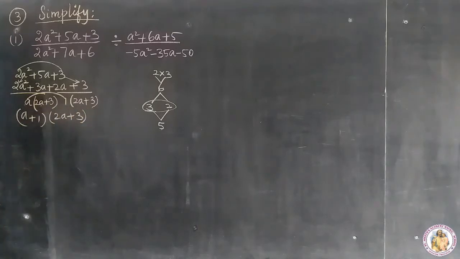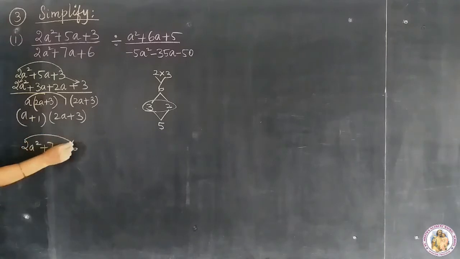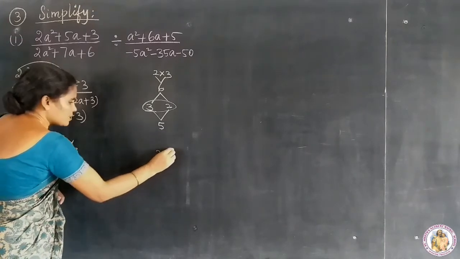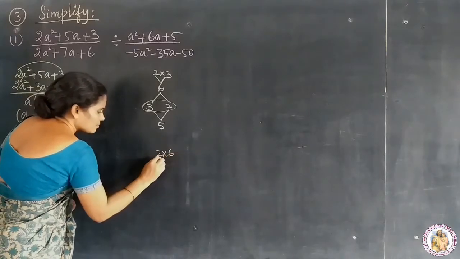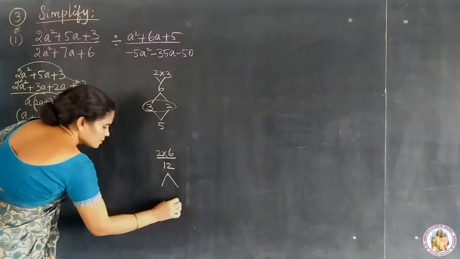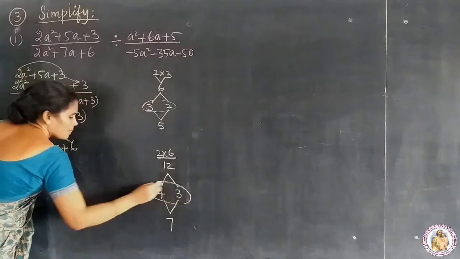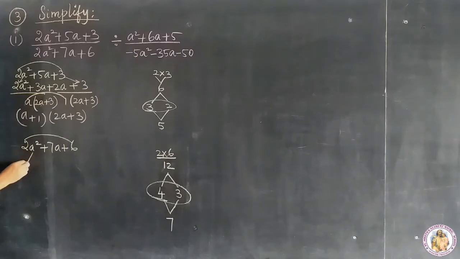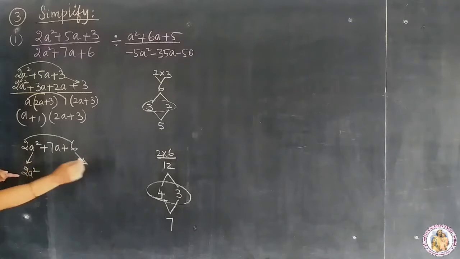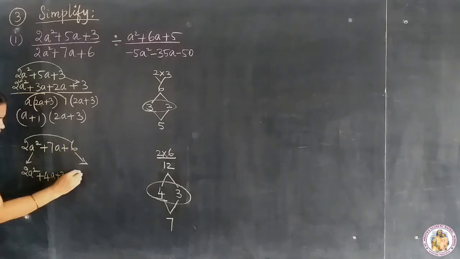Okay, and then find out next, that is 2a square plus 7a plus 6. Same, first and last: 6 twos are 2 into 6, 12. So that we must get 7. So 4 threes are 12. So write first and last as is, 2a square plus 4a plus 3a, the last term plus 6.